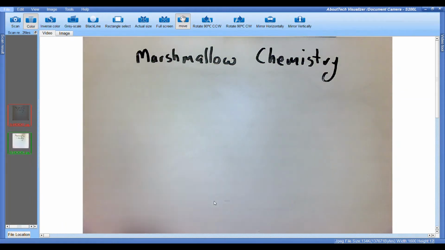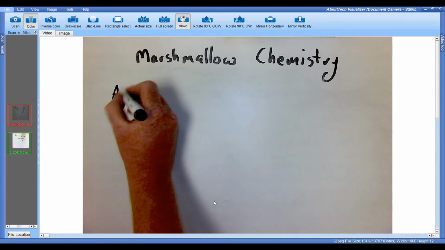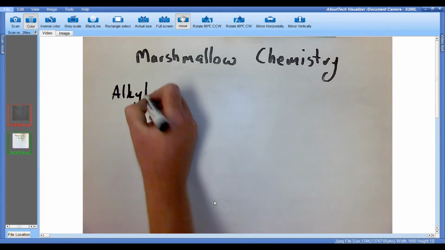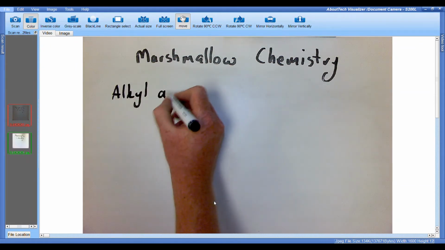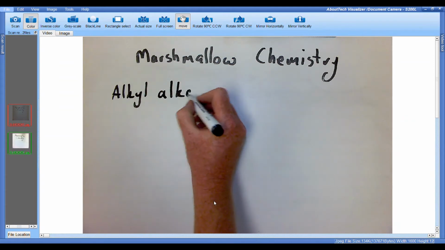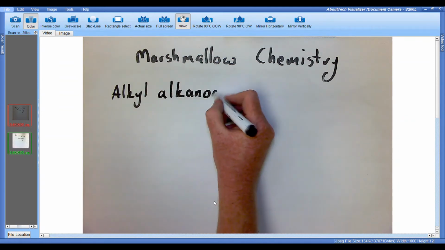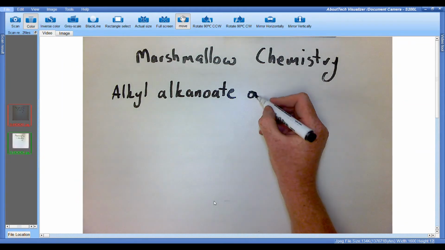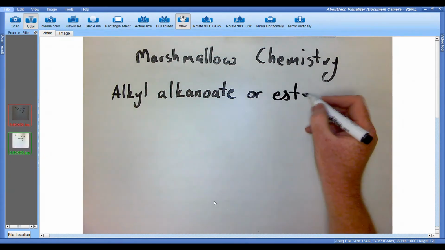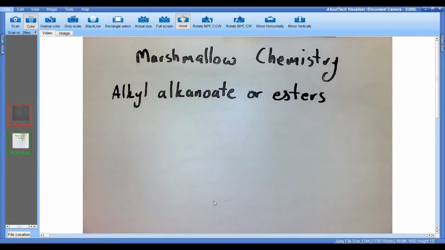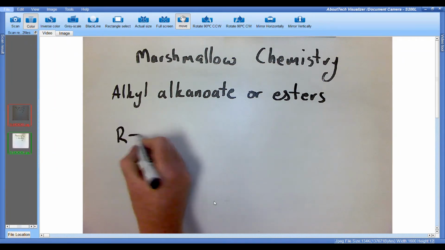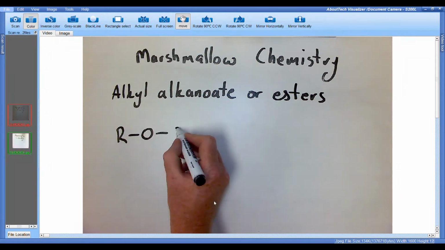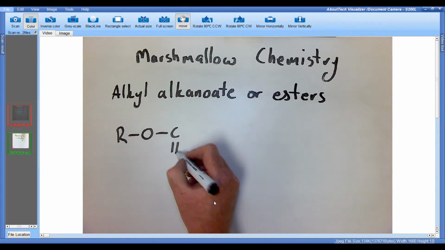The last things we're going to look at today are known as alkyl alkanoates. The traditional name, or the older name for these compounds, are esters. The name alkyl alkanoate will help you with remembering the naming conventions for naming these compounds, as both the alkyl and the alkanoate part mean something in their overall structure.